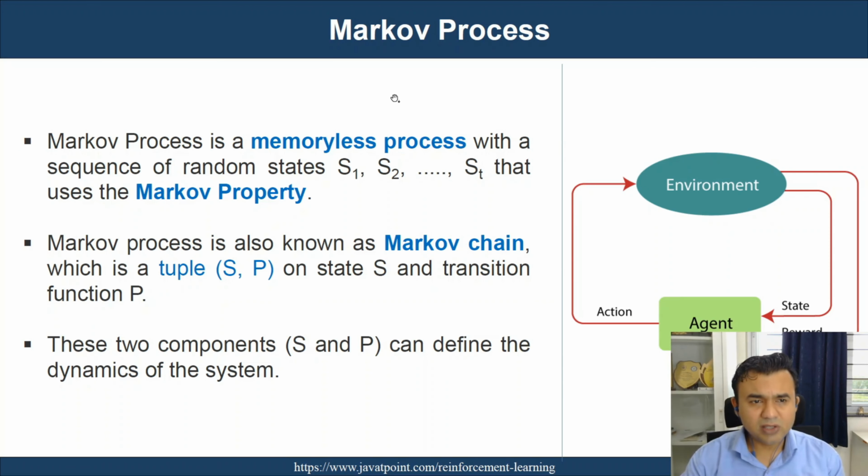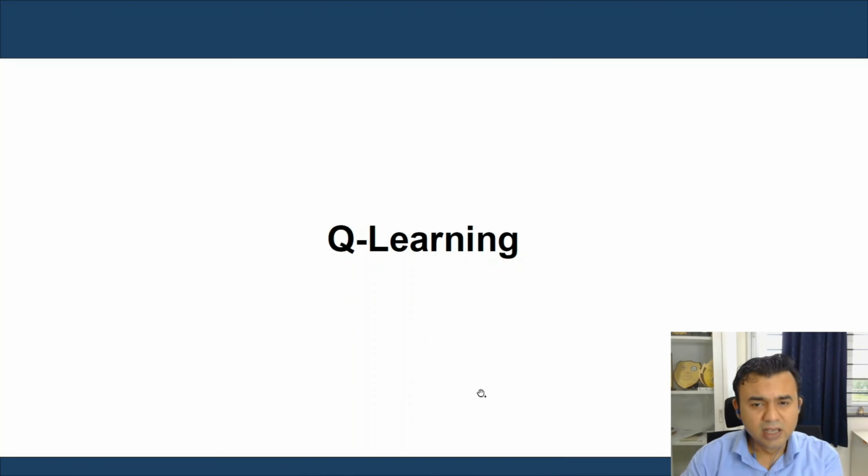The Markov process, right? So the Markov process is generally a memoryless process, with a sequence of random states such as, let's say, S1, S2, and so on up to ST, which uses the Markov property. And the Markov process is also known as Markov chain, which is a tuple, what we have just seen. The major components we had just seen on the previous slides.